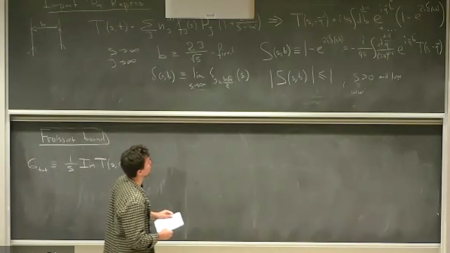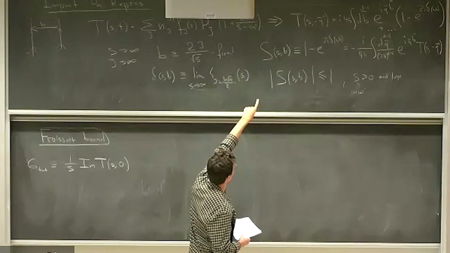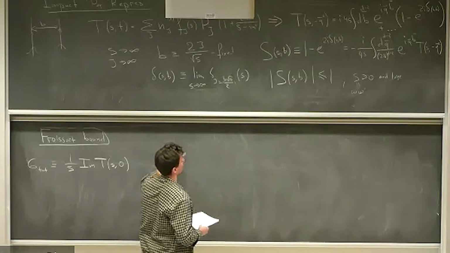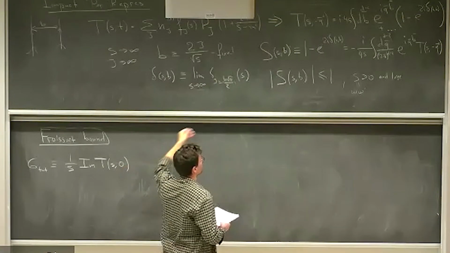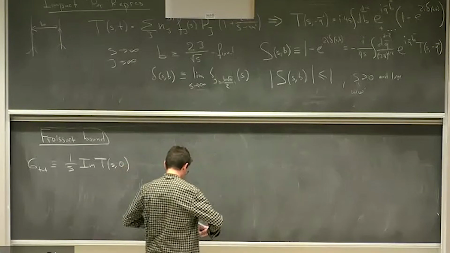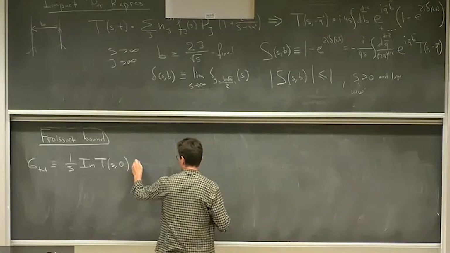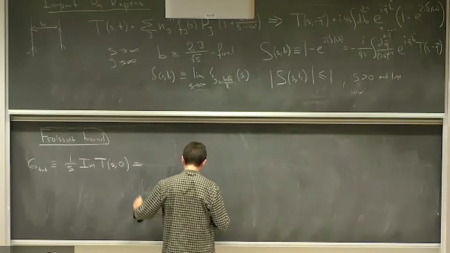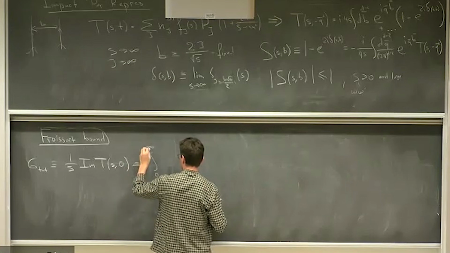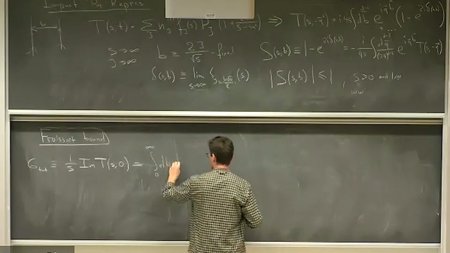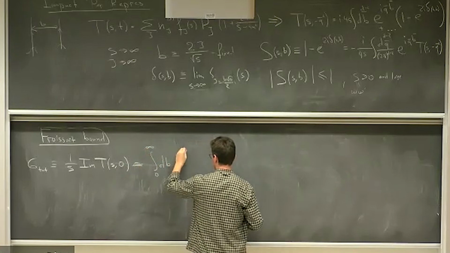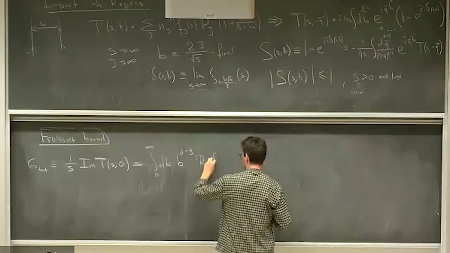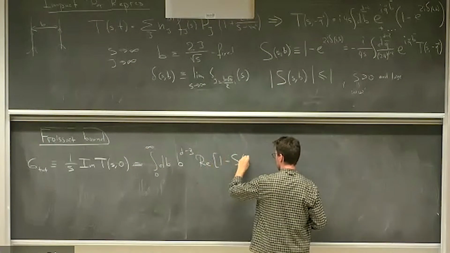Now, if you take the formula that I wrote on top, T as a function of S and minus Q squared, setting t to 0 is the same as setting q to 0, and take an imaginary part. So we will get that this scales up to some irrelevant constant. It gives an integral from 0 to infinity over b, and here we get the real part 1 minus s.